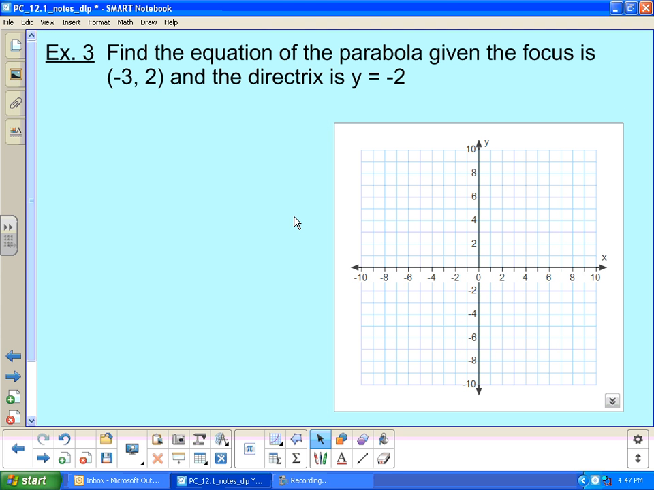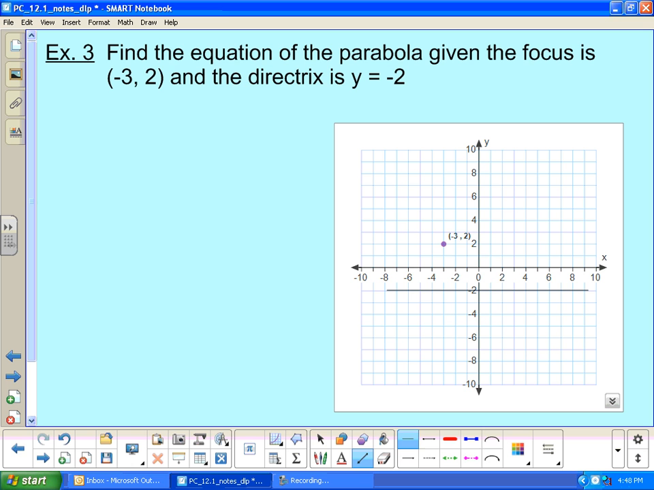All right, negative 3, 2. There's my focus. Y equals negative 2. There's my directrix. Now, simply from that, I should be able to figure out where my graph is going. If my directrix is a horizontal line, my graph has to open either up or down. And now because my focus is above the directrix, I know that my graph is going to open up.